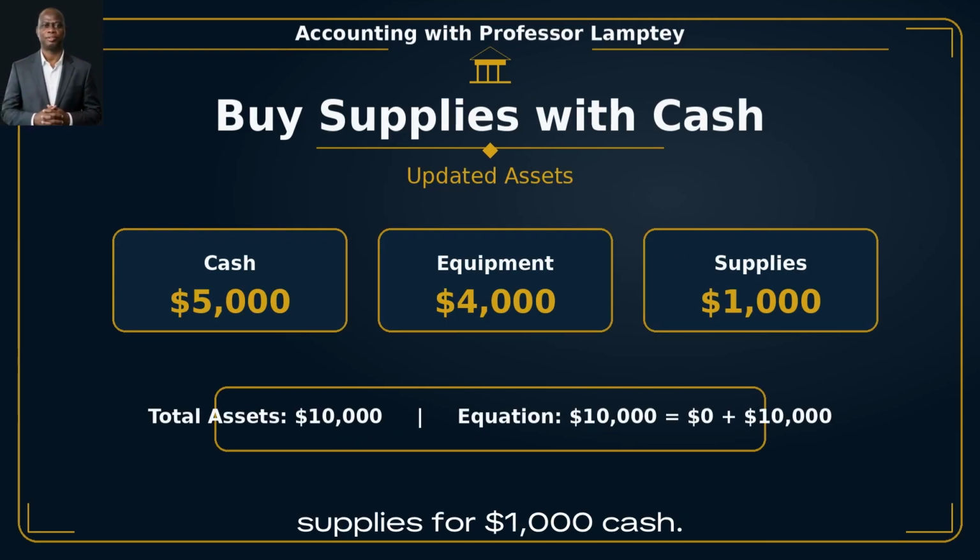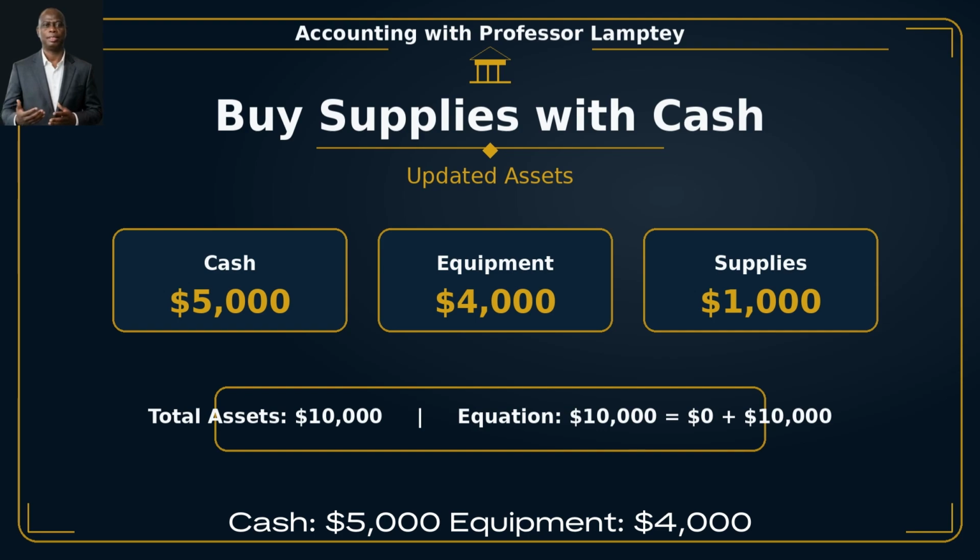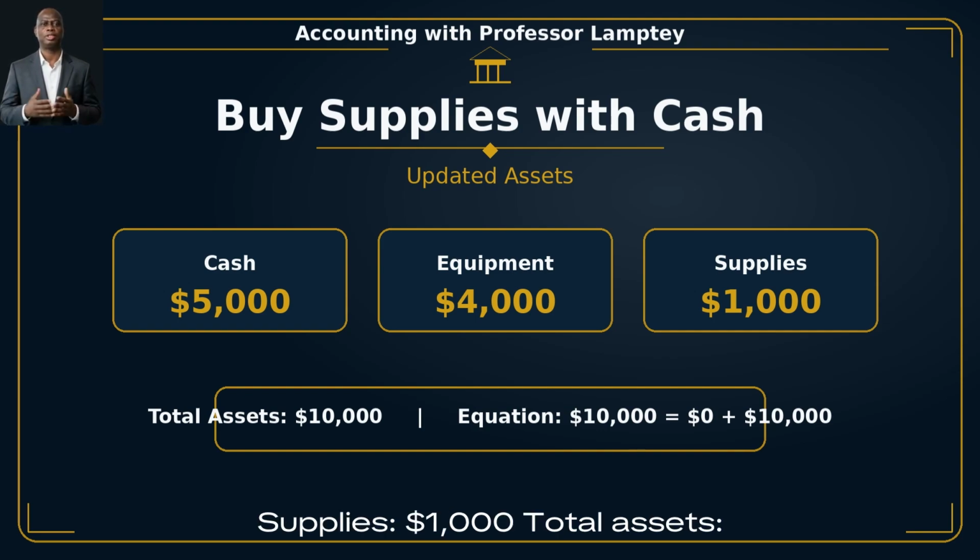Transaction 3. Amma buys supplies for $1,000 cash. Again, one asset increases and another asset decreases. Supplies increase by $1,000. Cash decreases by $1,000. Now the business has cash, $5,000. Equipment, $4,000. Supplies, $1,000. Total assets, $10,000. Liabilities, 0. Equity, $10,000. The equation still balances.